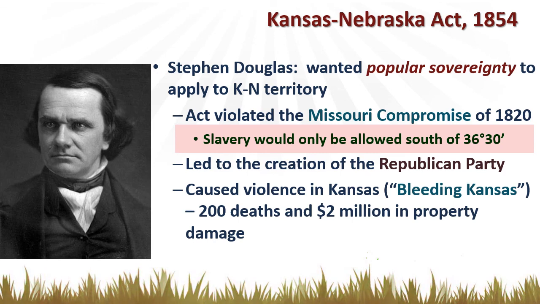Because in a game where having the most votes makes you the winner, then sometimes people think it's okay to kill off the opposition. There were about 200 deaths, $2 million in property damage as a result of the bloodshed and violence in Kansas, of the two sides trying to gain control over Kansas. Kansas was such a mess and so disorganized that it still wasn't a state by the time the Civil War started.